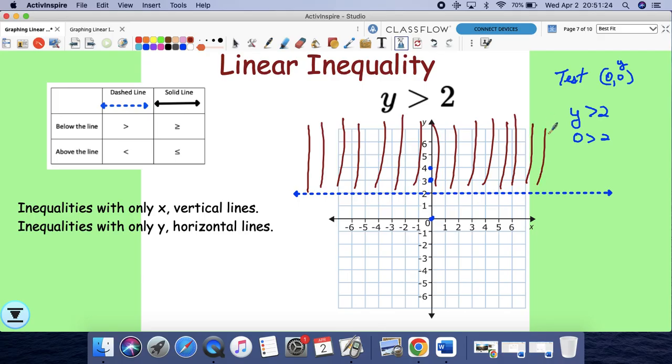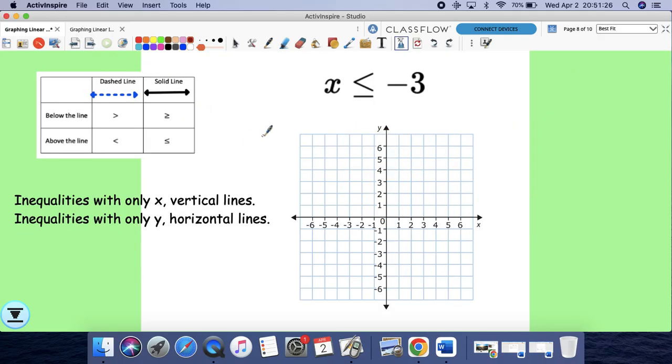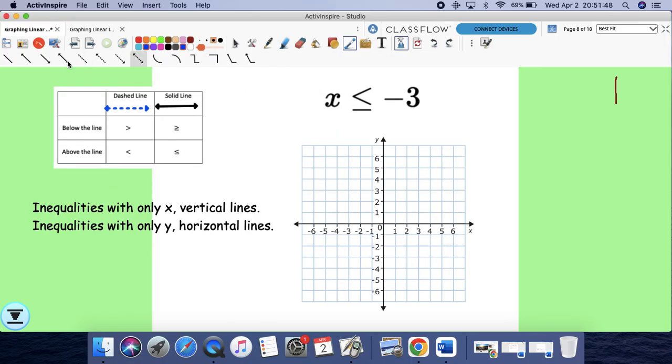Okay. Let's try another one. This one says x is less than or equal to -3. So look at the sentence: inequalities with only x, we're using vertical lines. So our lines are going to look like this. The inequality is less than or equal to, so we know we're going to use a solid line. So let's look for x at -3. It's a vertical line that goes through -3, and we're going to use a solid line. So -3 is right here.